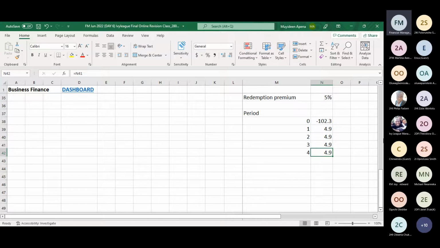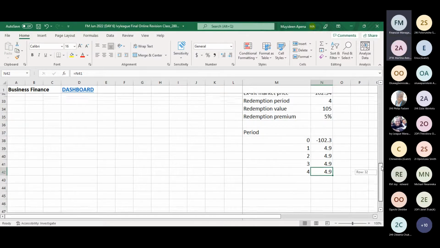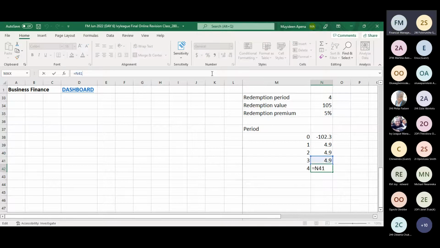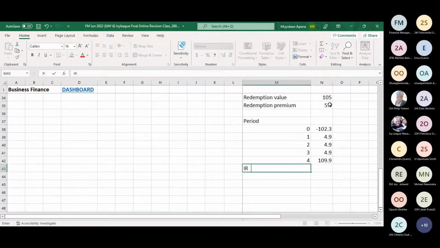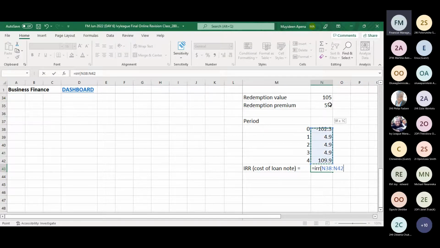But in year 4, what comes in additionally? Redemption value, so we add that to it. Once we have this, never separate these two, always add them, because if you separate them, the IRR formula will see it as 5 years, but it's actually 4 years. So the cost of loan note equals IRR of all of these.